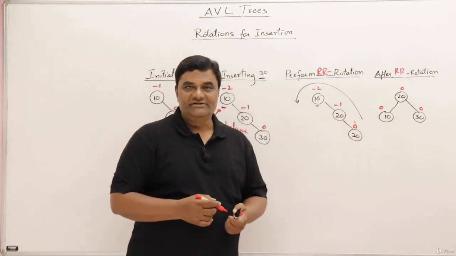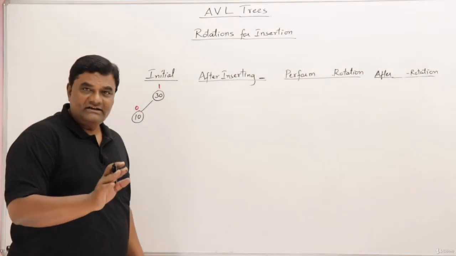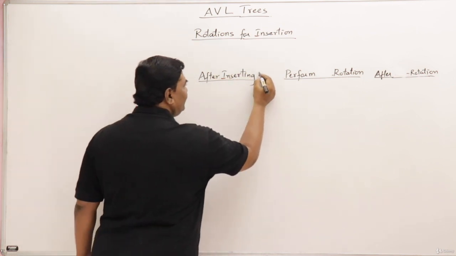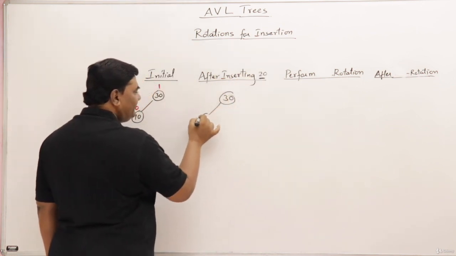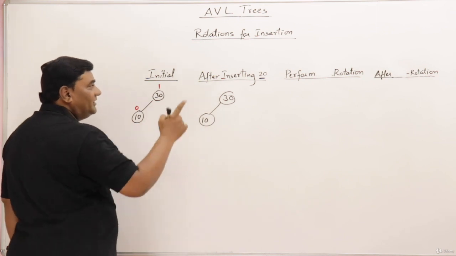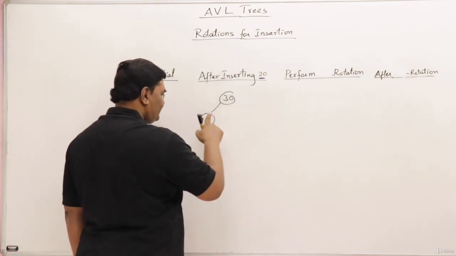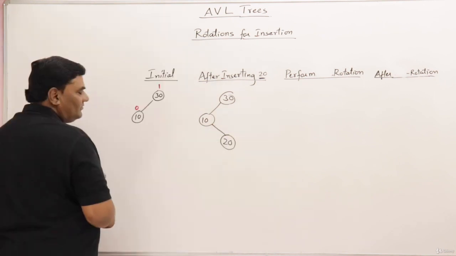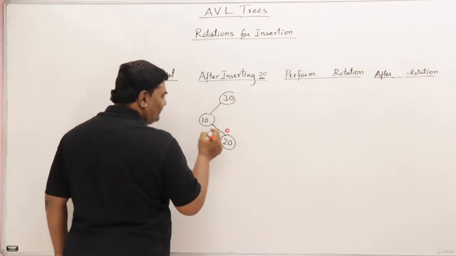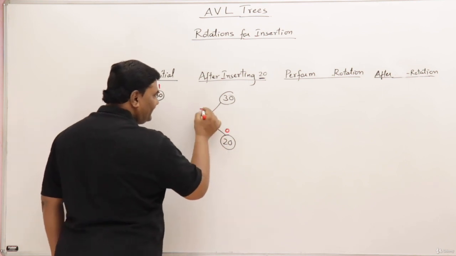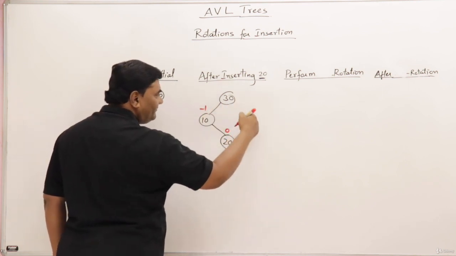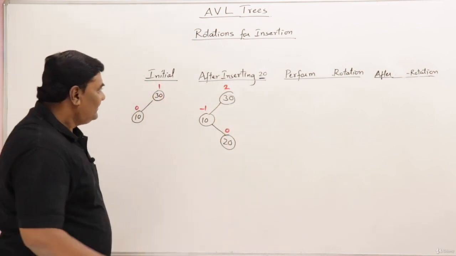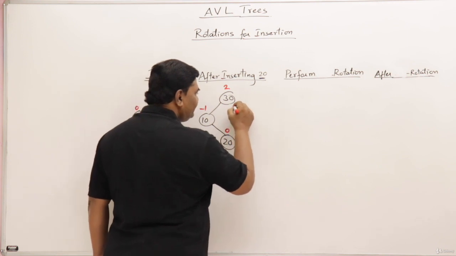Now, next rotation we'll look at is LR rotation. For LR rotation, this is the initial tree. Let us insert 20 in this one. Right now the tree has 30 and 10. 20 is less than 30, so it will come on the left side. But it is greater than 10, so it will come on the right side. What are the balance factors? This is 0. This is 0 minus 1, so minus 1. This is 1, 2 minus 0, so this is 2. This node became imbalanced.